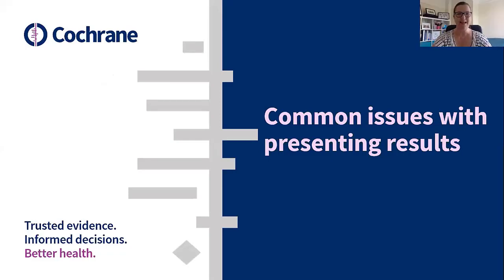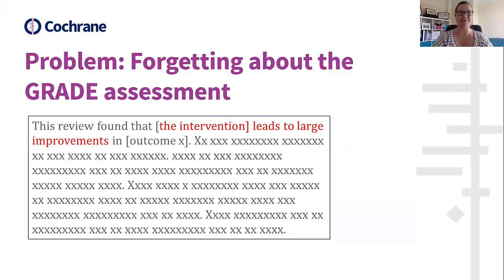Thanks. Hi, everybody. So we're going to just talk through some of the most common issues that we see when people are reporting the results from reviews. The first one that we very frequently see is, if we move on to the next slide. Here we go. We'll frequently see this where someone has reported the review found the intervention leads to a large improvement in an outcome like pain. The problem is there is no mention here of the GRADE assessment. Therefore, we have no idea how certain this result is.